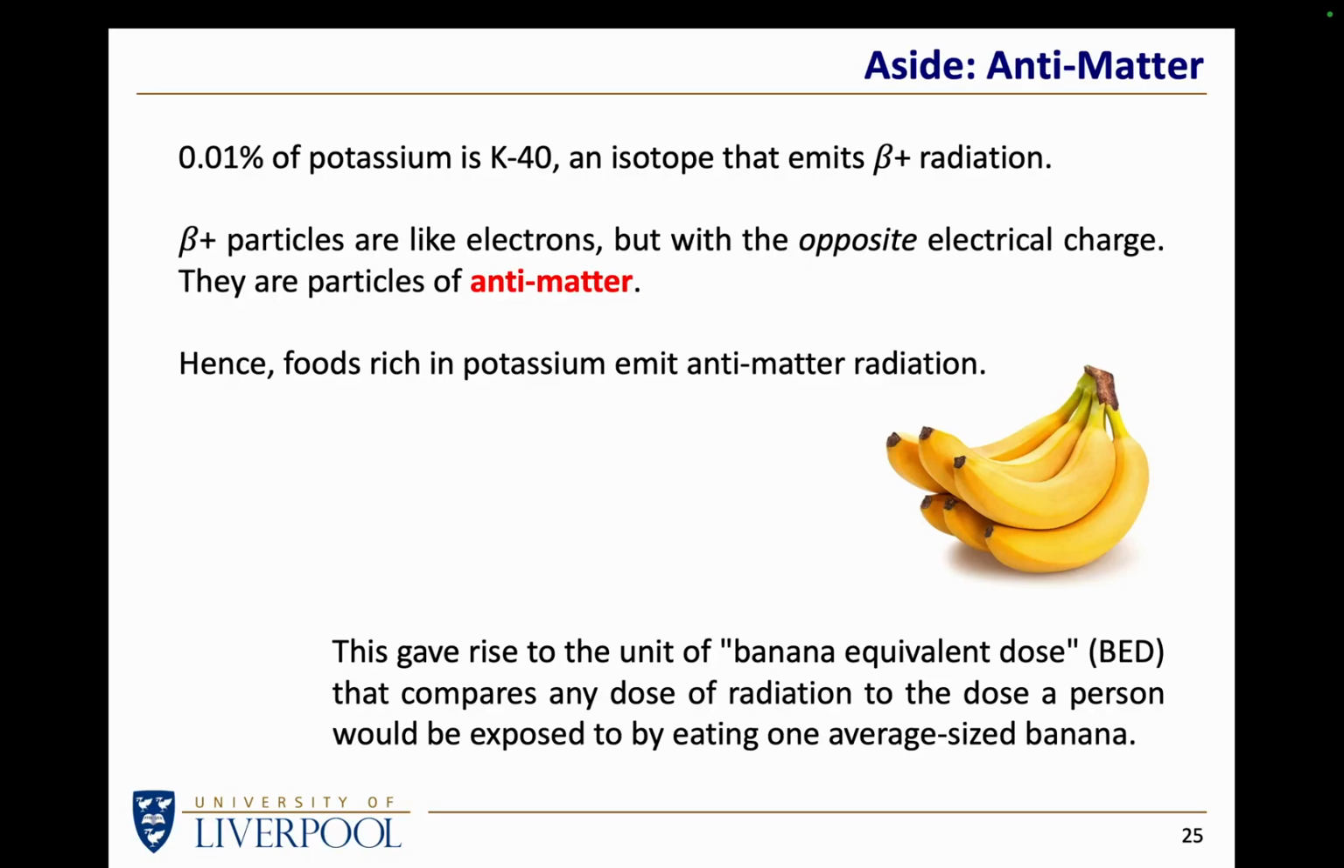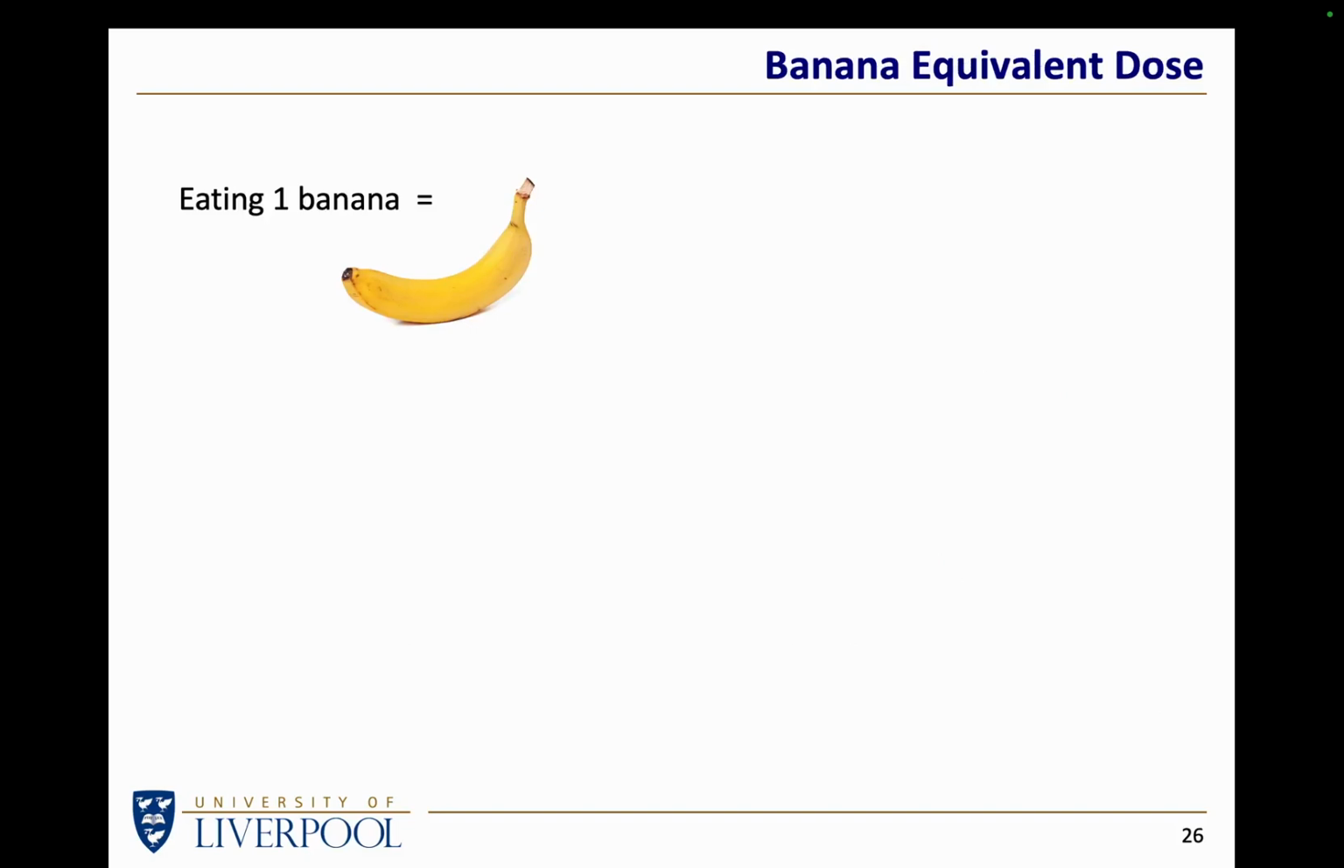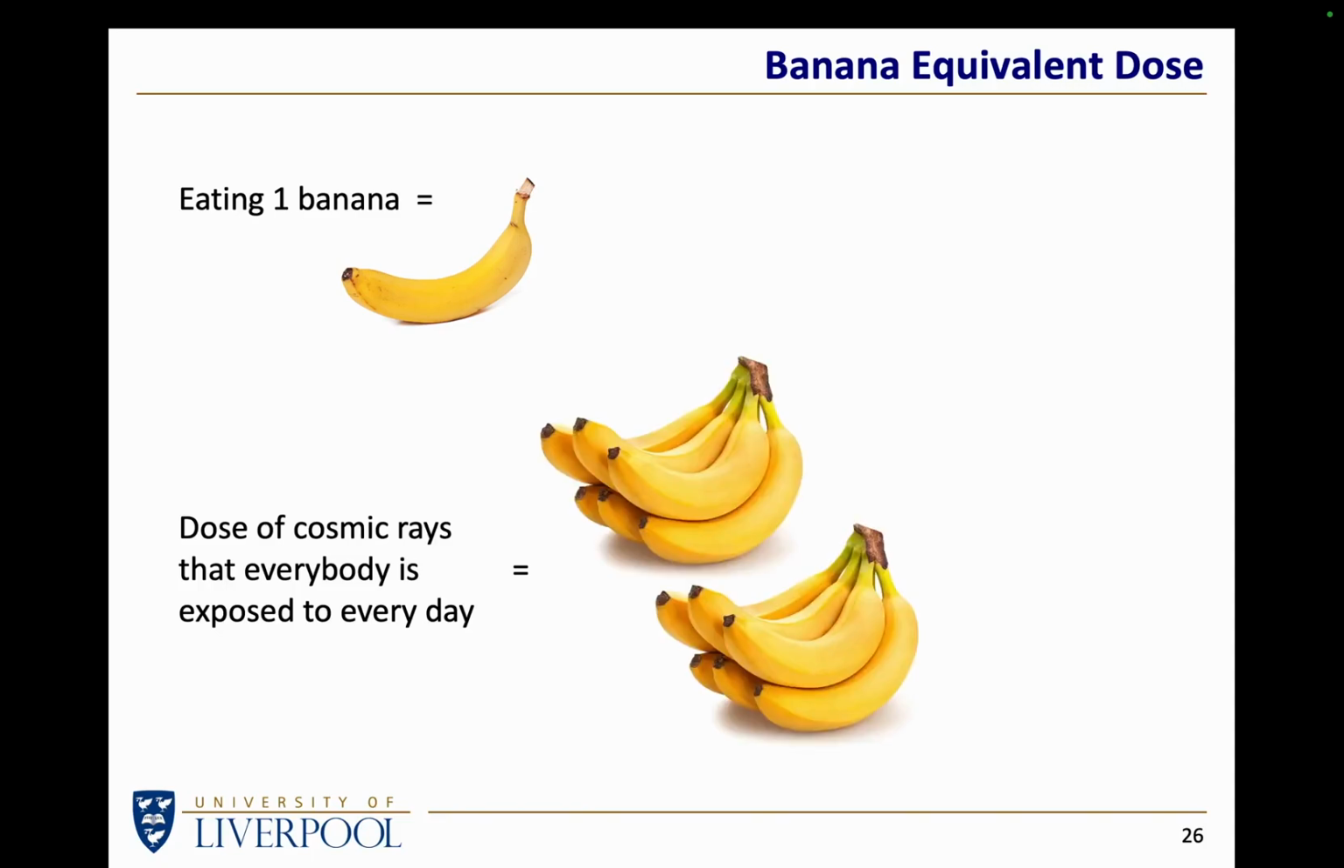But you can, if you wish, compare the amount of radiation to the amount of radiation you would receive if you ate a banana. And just out of interest, if one banana is represented by that, you can ask, well, cosmic rays are raining down on the Earth all the time. We've seen a few of them earlier. So how many cosmic rays are going through you? What's the total radiation dose to you every day compared to eating one banana? And the answer is the dose of cosmic rays is equivalent to about 10 bananas.